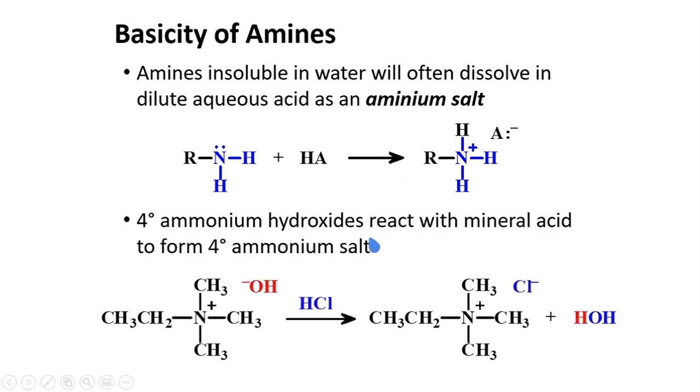Quaternary ammonium hydroxides react with mineral acids to form quaternary ammonium salts. This hydroxide here will make this compound very basic. If you add a typical mineral acid such as HCl, this will react with the hydroxide to form water, and the ammonium salt that will be formed has a chloride ion as the anion paired with the ammonium cation.